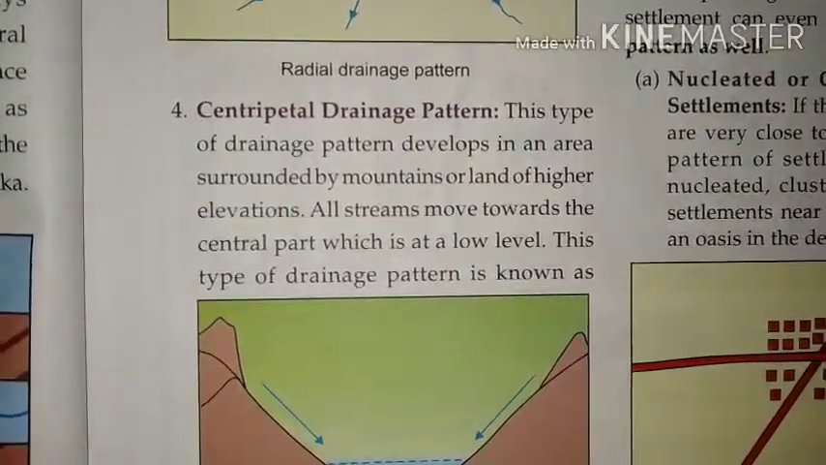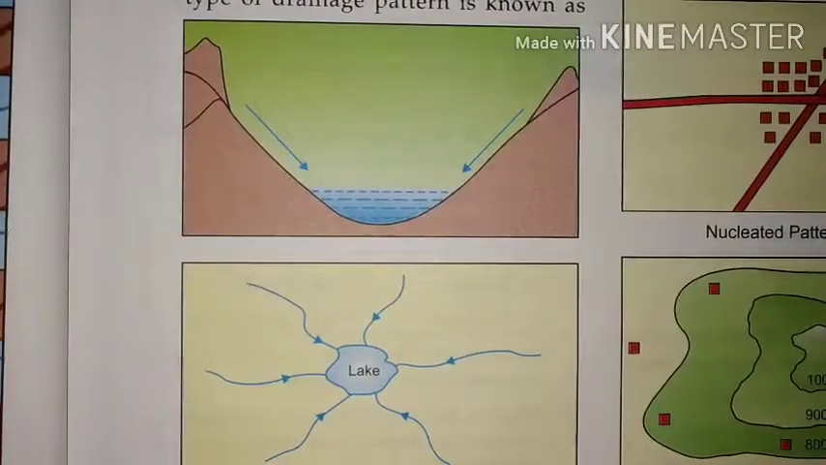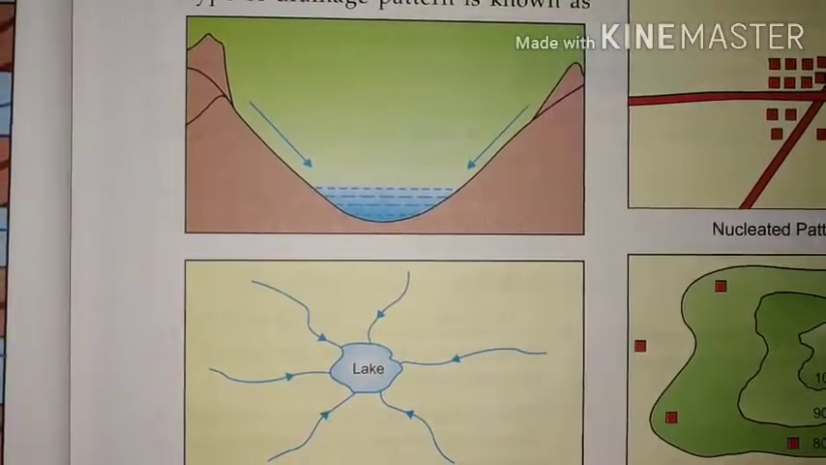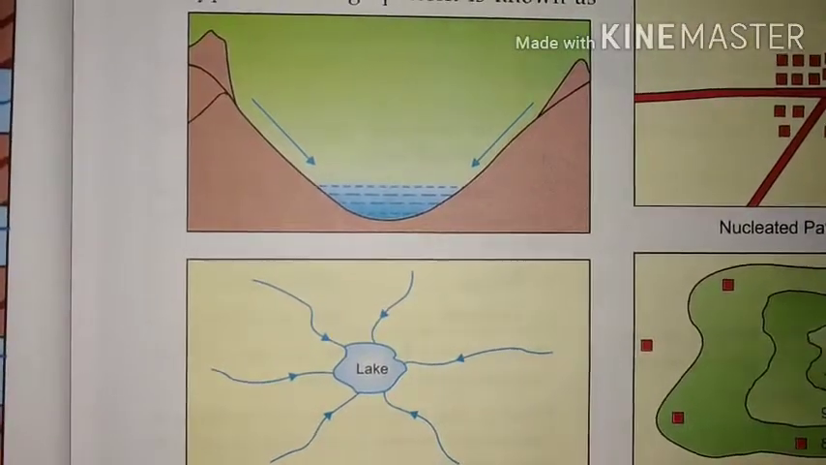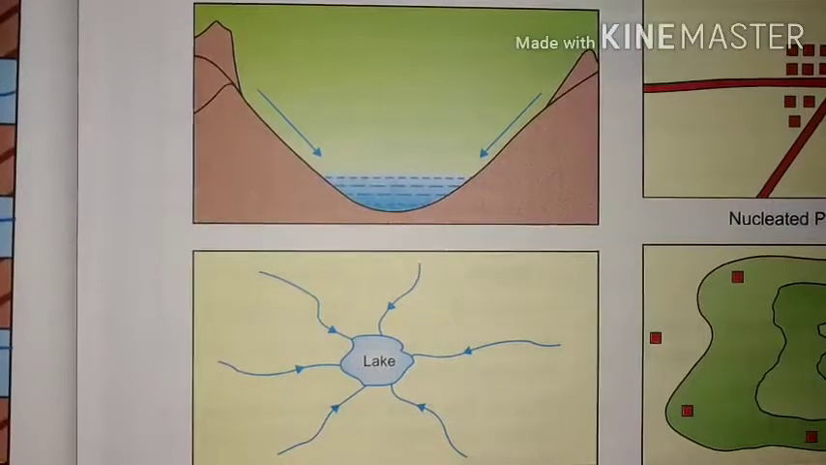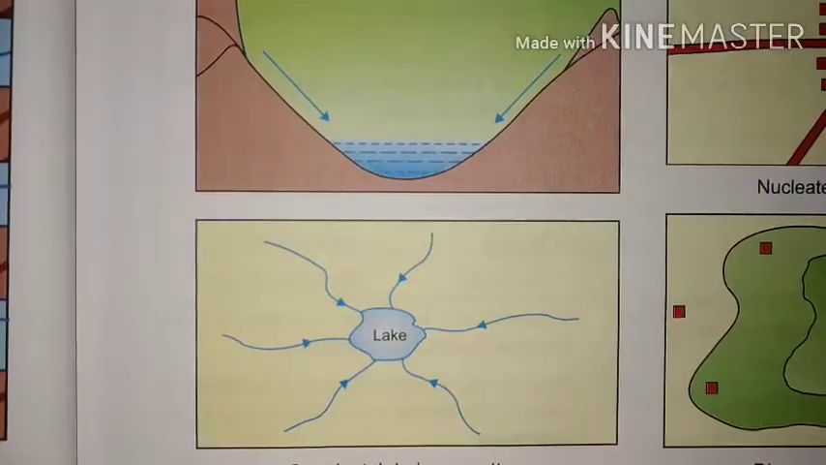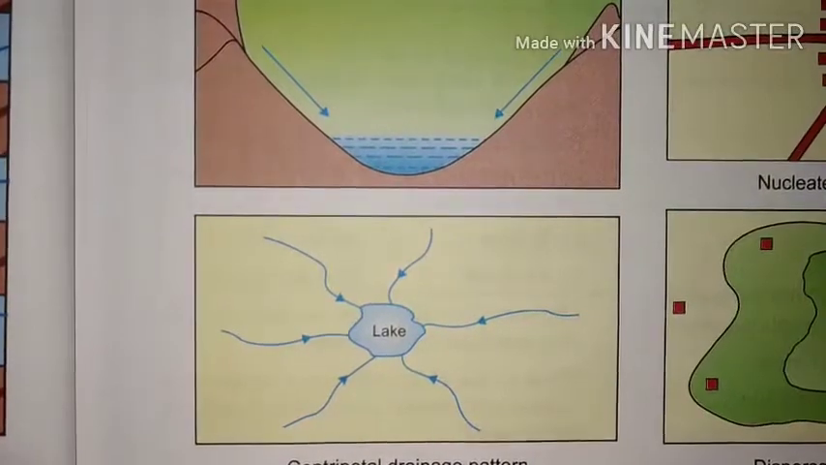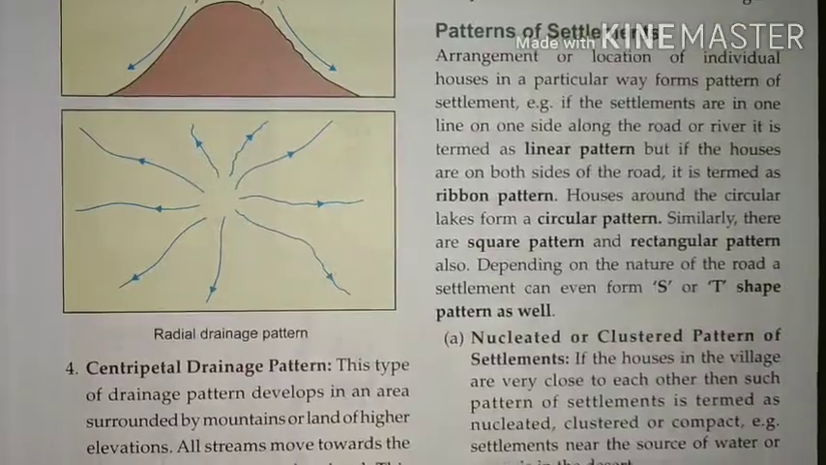In this figure you can see this low-lying area is surrounded by high elevated regions. So the streams are coming down and moving towards that central part, the low-lying area. You can see in the next figure also, the streams are coming from all the directions and merging in a lake. So we call it centripetal drainage pattern.